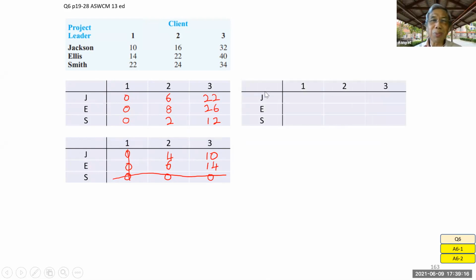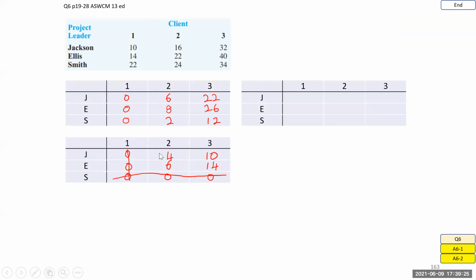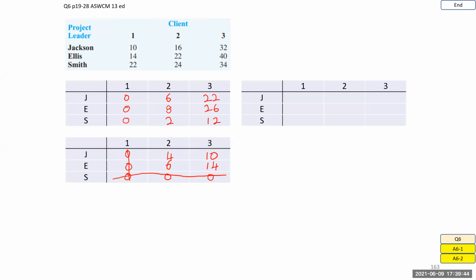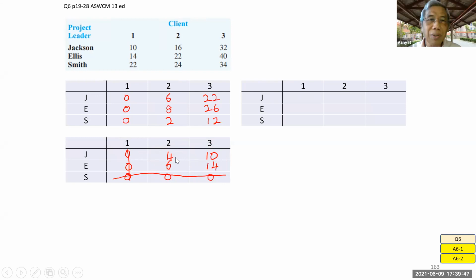Okay, let's do some adjustment. You draw this one more time. How to do the adjustment? Look at the uncovered elements, the remaining ones not crossed by the line. Look at the minimum, then subtract it globally from all of them. What's the minimum here? 4. So subtract 4 from all these uncovered numbers.